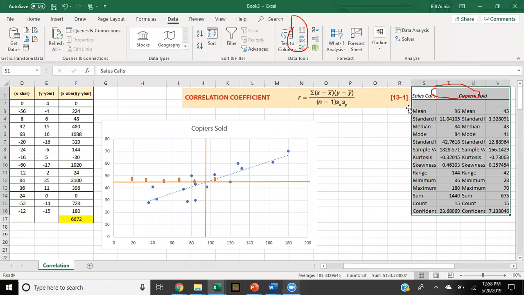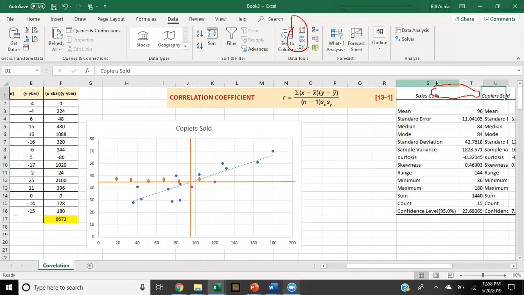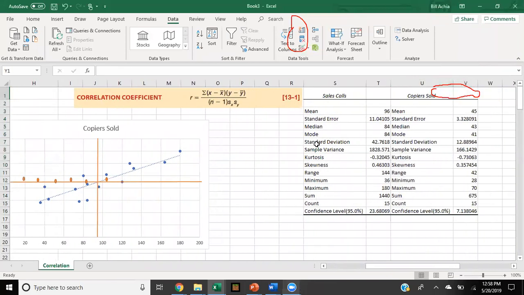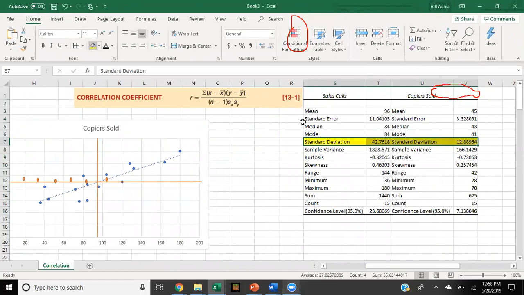All right. So when you do that, Excel is going to run a whole bunch of calculations, and it'll come up with some information that's useful for us. In this case here, I'm interested in the standard deviation. So this is information that you're looking to add to your formula, your SX and your SY. So we have your sales calls, you have your standard deviation for your copiers sold. Now you can go ahead and plug those into your formula.